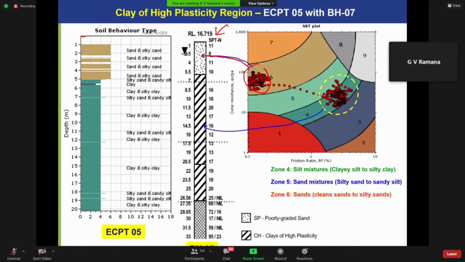I still can't understand why we still rely upon SPT for our routine investigations. We should move on to CPT.